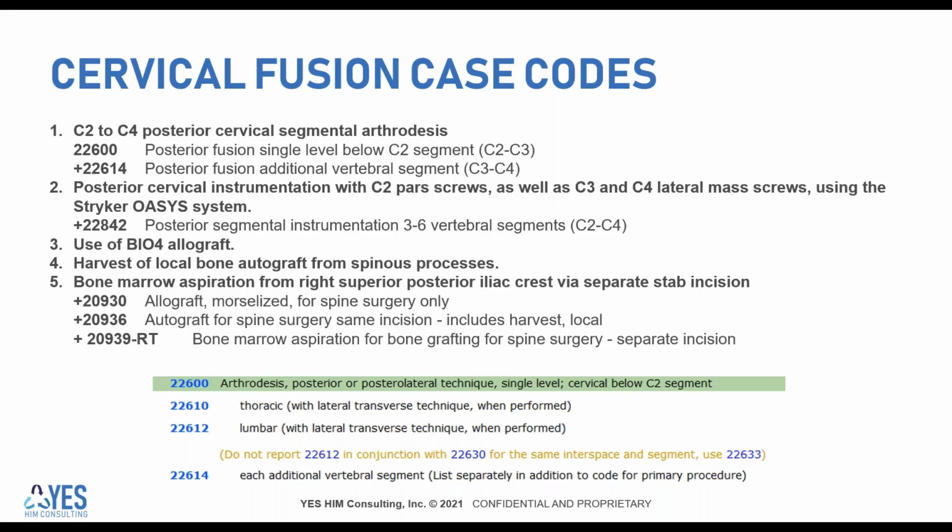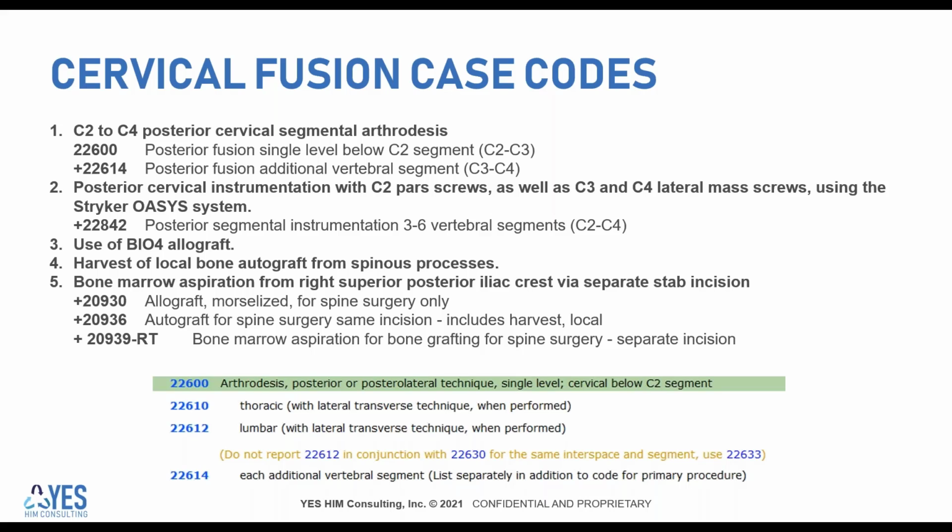Additionally, you can code that posterior segmental instrumentation. And now look at the description for that code. That code says segments. So when you're counting the segments and choosing the appropriate code, make sure that you are counting the correct number of segments, which is your actual vertebrae. So that would be code 22842.